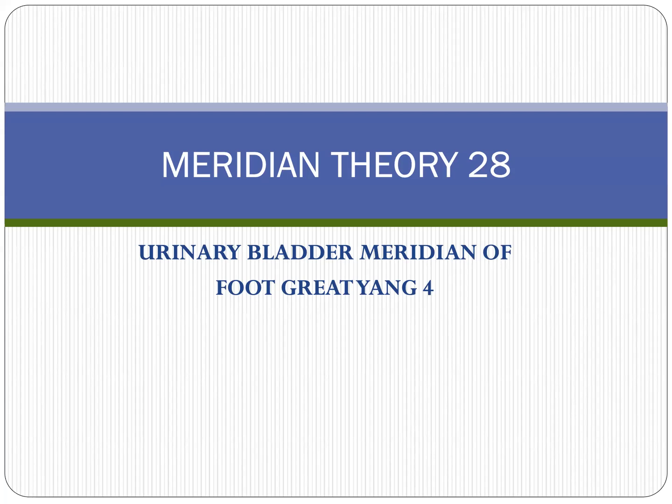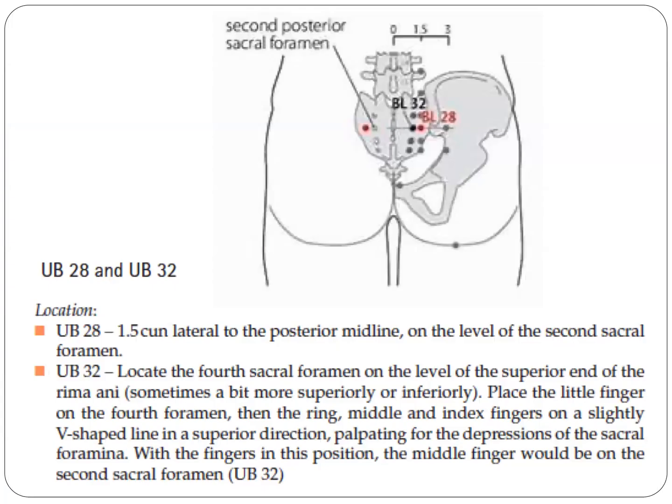So the topic for today in our 28th day is meridian theory. Urinary bladder meridian of foot greater yang, part 4. UB28 and UB32 location. UB28 is 1.5 lateral to the posterior midline on the level of the second sacral foramen. UB32 is located on the fourth sacral foramen on the level of the superior end of the prima ani, sometimes a bit more superiorly or inferiorly.